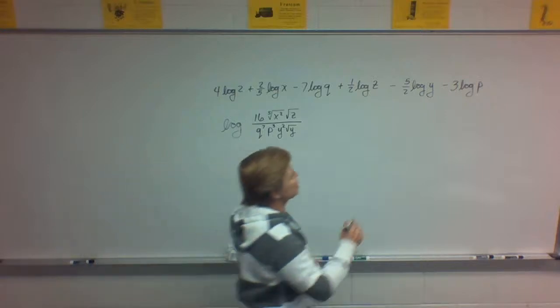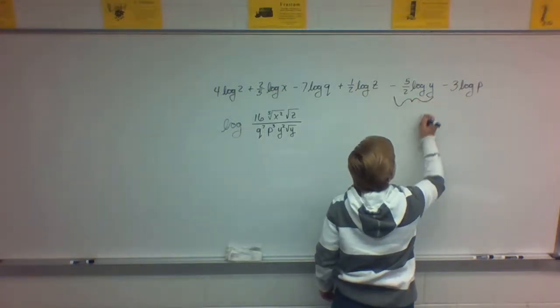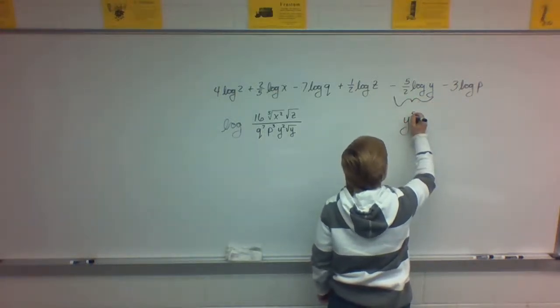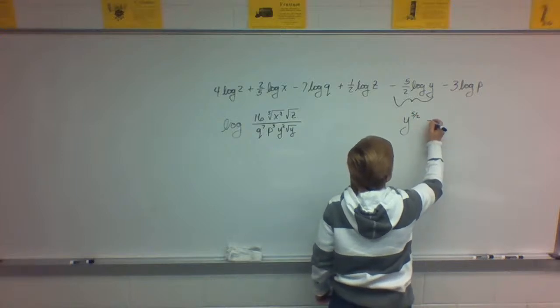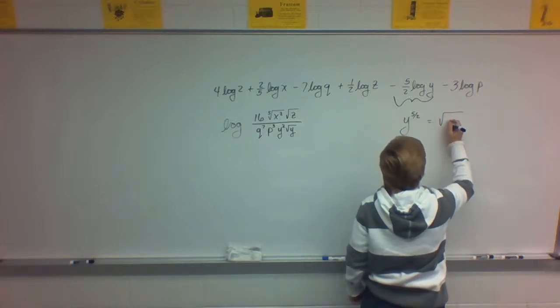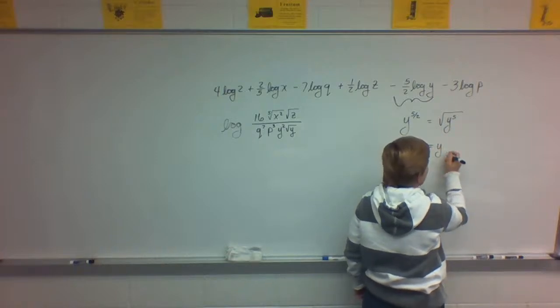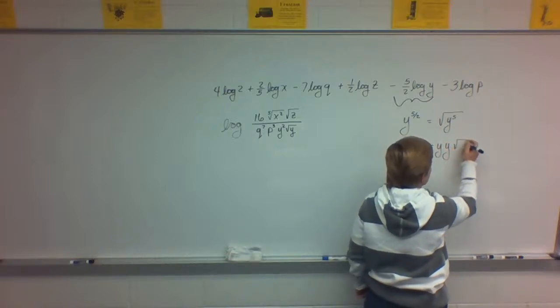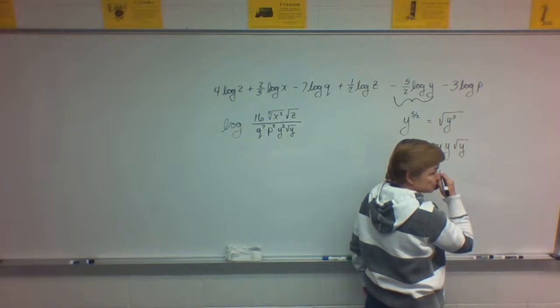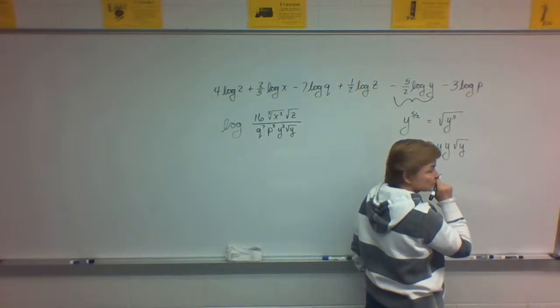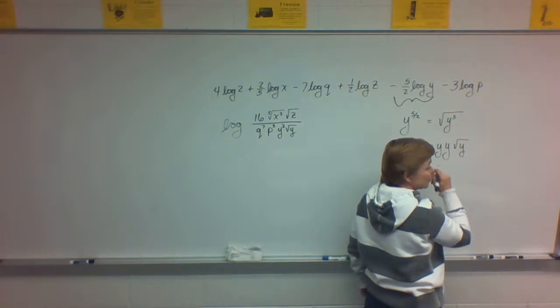Okay, this thing right here, if we go by stages, is y to the 5 halves, right? That's the same thing as the square root of y to the 5th. There are 2 pairs of y's in there. A y comes out, another y comes out, and there's a y left. You can take out 2. Do you see how that turns out to be y squared root y?